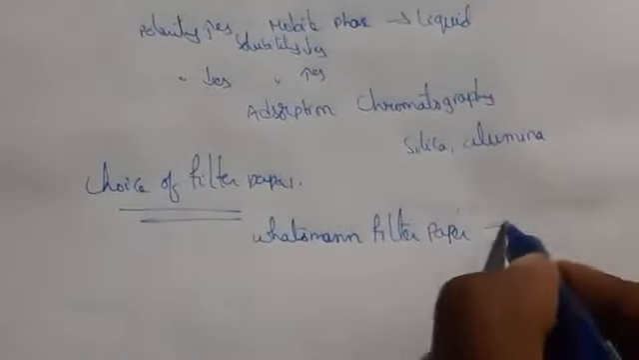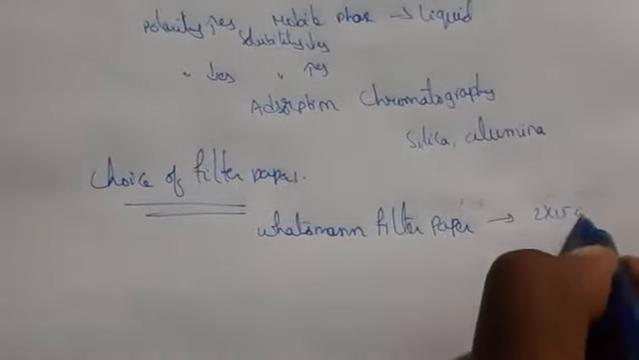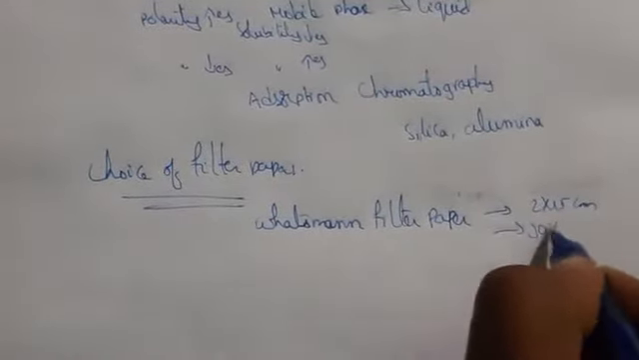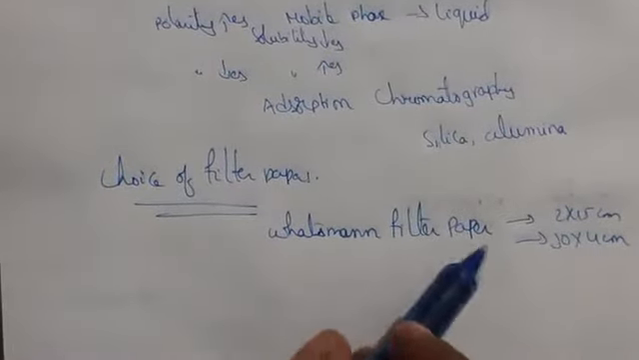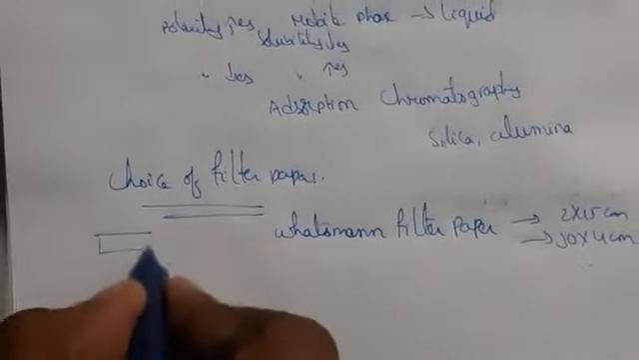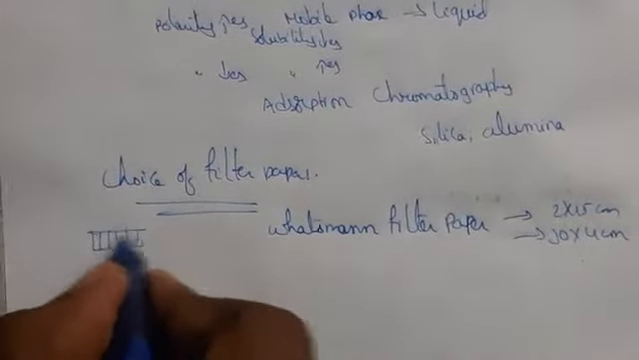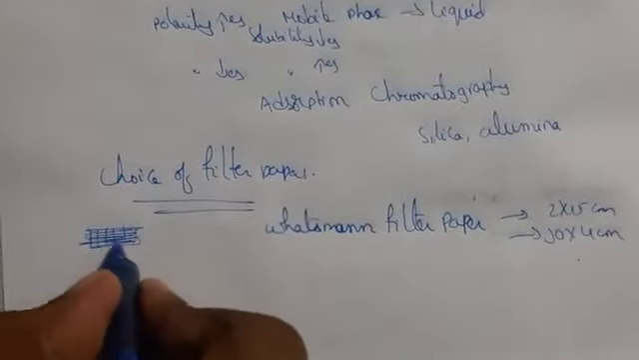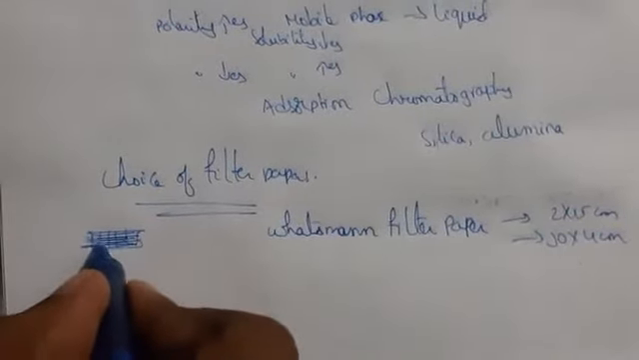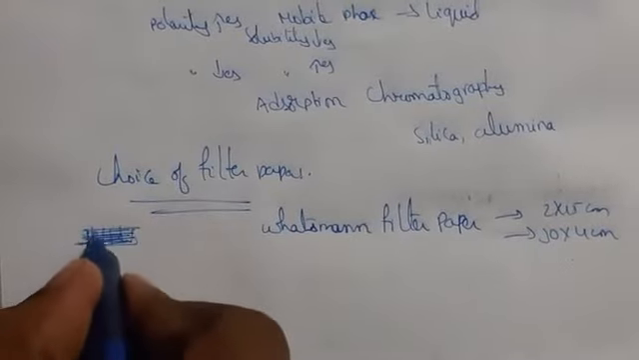It can have different sizes, such as 2 by 15 centimeters, or 30 by 4 centimeters. So we take different sizes. What does this size indicate? In the filter paper there are pores which we cannot see; we can see them only under a microscope. So the paper consists of small holes present in between the fibres.